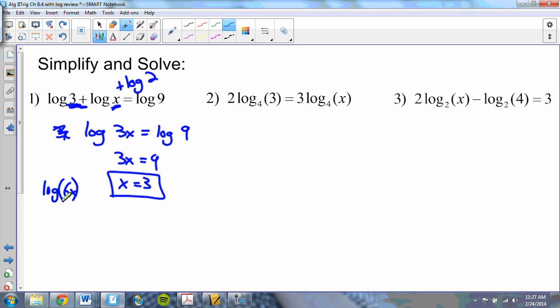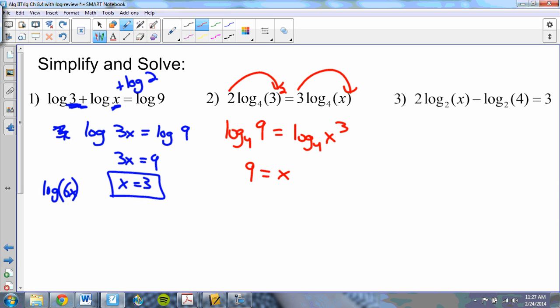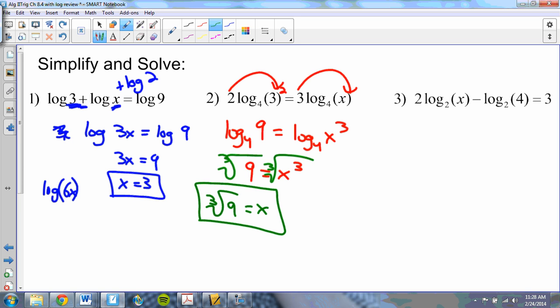Over here, I'm going to pull up this 2 as a power and pull up this 3 as a power. So I have log base 4 of 9 equals log base 4 of x to the third. I got 9 because 3 squared is 9. Drop the logs. 9 equals x to the third. What do I do now? Cube root. Third root both sides. X equals whatever the cube root of 9 is. I don't really care what that is. X is the cube root of 9, which isn't 3.